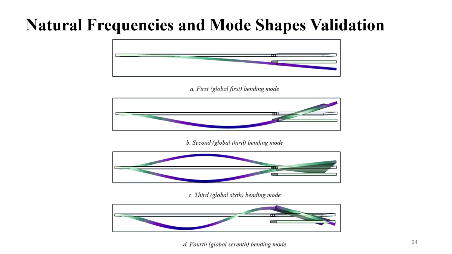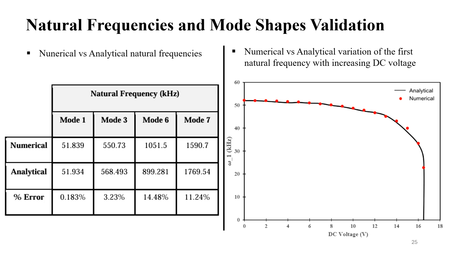These figures here display the first four bending mode shapes as obtained from COMSOL, which match the analytical mode shapes I presented earlier. As for the natural frequencies, the table shows a comparison between the analytically obtained and numerically obtained natural frequencies. The first two natural frequencies have a close match. However, the third and fourth natural frequencies deviate slightly, likely due to the rigid plate assumption. In reality, the plate is flexible, which influences the higher natural frequencies.